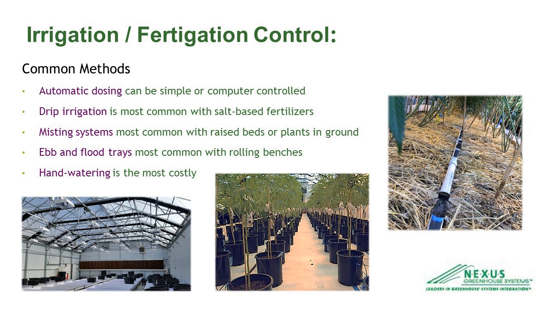Misting systems are very common with raised beds, and it's very common if you're using organic fertilizers. Generally speaking, misting systems don't clog as much as drip systems. Ebb-and-flow trays are very common on rolling benches. You can see an example of that down in the lower left-hand corner. This is great if you have to collect your runoff, if you have any concerns about environmental contamination from runoff in the greenhouse. And it's typically used for recirculating systems.